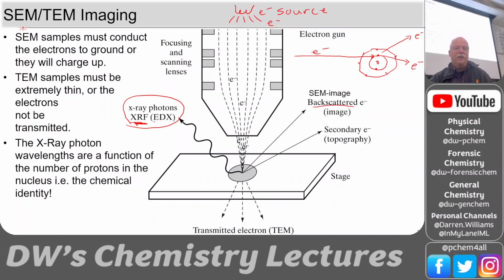And if we detect that, we could disperse that X-ray by energy or wavelength, and we get energy or wavelength dispersive X-ray analysis. That's what we use for gunshot residue. So when we get to that section, we'll be talking about this scanning electron microscopy detection of X-rays.